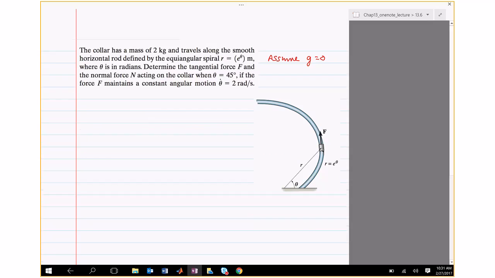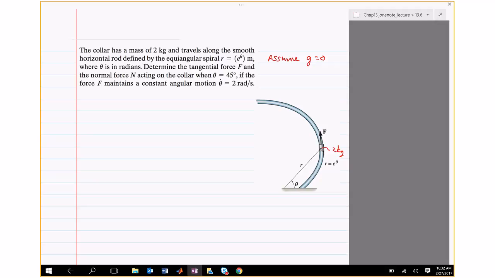Okay, so next problem. The collar has a mass of 2 kilograms. So this is the collar. It travels along the smooth horizontal rod defined by the equiangular spiral r equals e to the theta, where theta is in radians. Determine the tangential force F and the normal force acting on the collar when the angle theta is 45 degrees, if the force F maintains a constant angular motion, theta dot equals 2 radians per second.